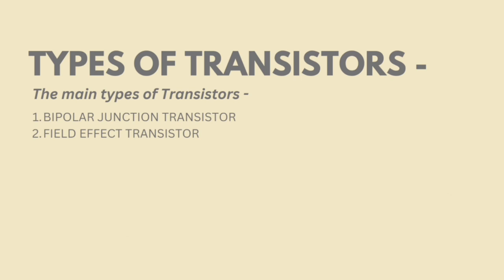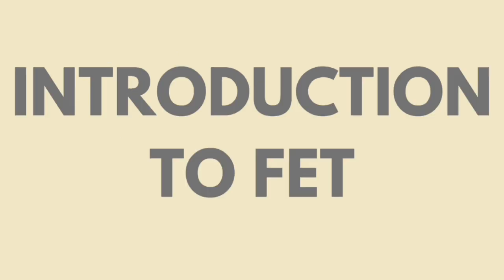There are mainly two types of transistors, the bipolar junction transistors and the field effect transistors. The main highlight of this video is the field effect transistor, or say the junction field effect transistor. So let us take a look at what the field effect transistor actually is.